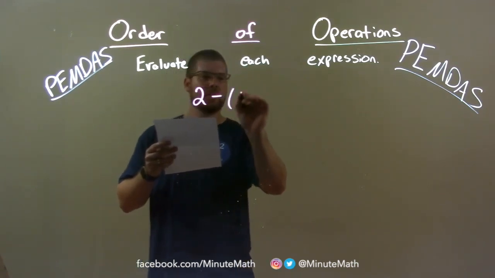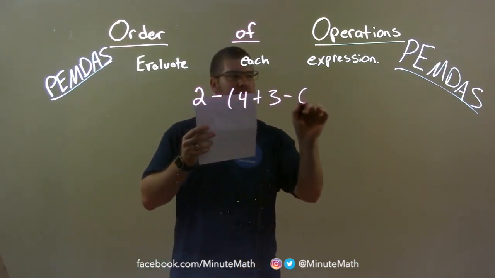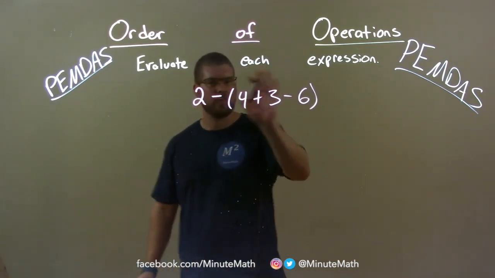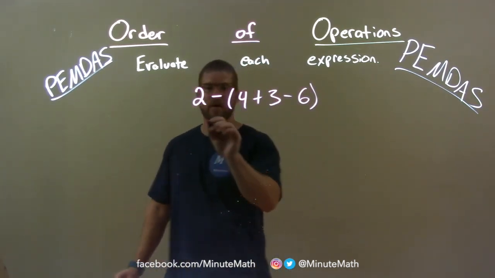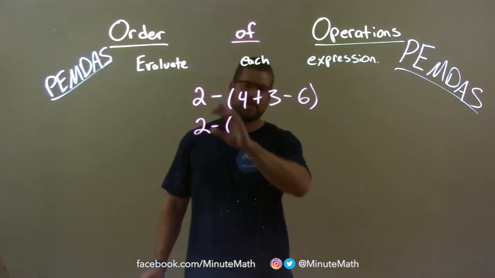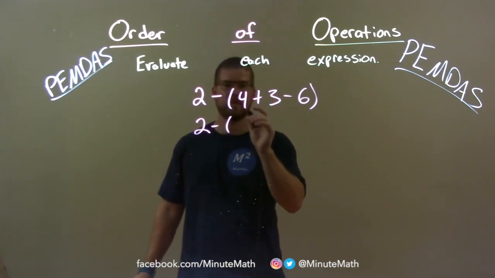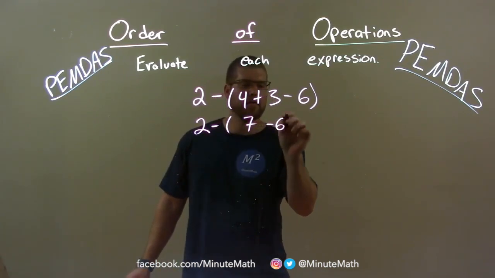2 minus 4 plus 3 minus 6. All right? First things first, parentheses. Got to deal with them. So I'm going to leave a 2 and then subtraction there. Inside the parentheses, addition. 4 plus 3, 7. 7 here minus the 6.